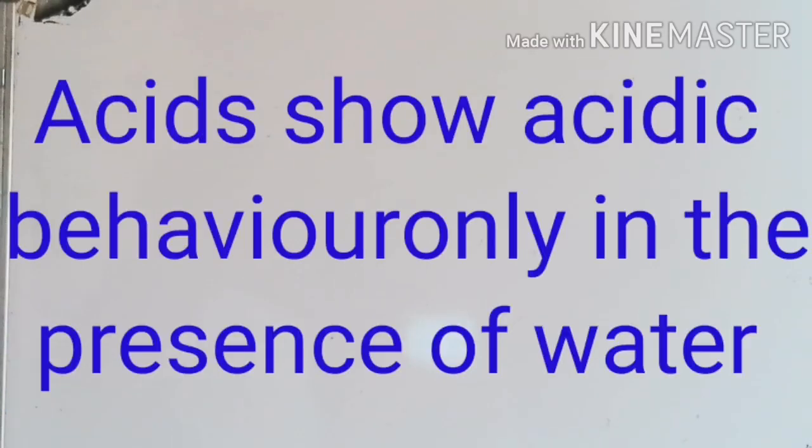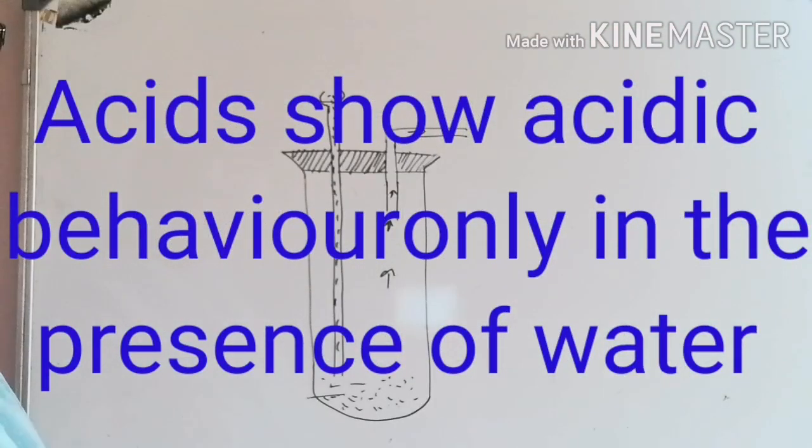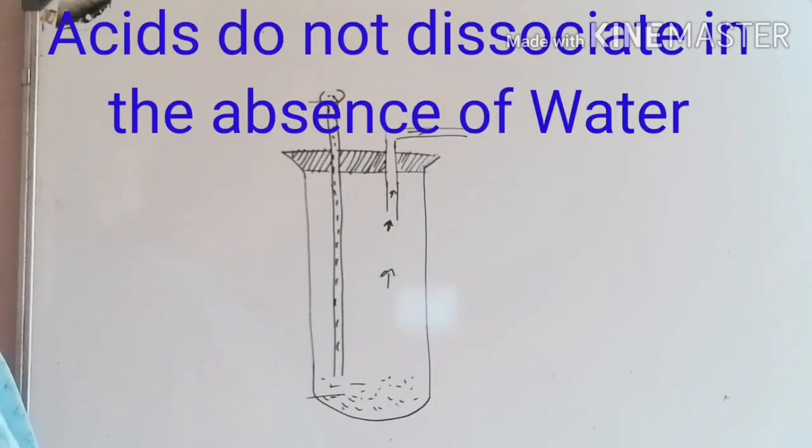So children, we have learned all the acids contain hydrogen atoms, and these atoms ionize or dissociate to produce H plus ions in the aqueous solution. In absence of water, they do not dissociate or ionize to produce H plus ion, and hence in absence of water, they do not show the acidic behavior. They can show the acidic behavior only in the water or in presence of water.